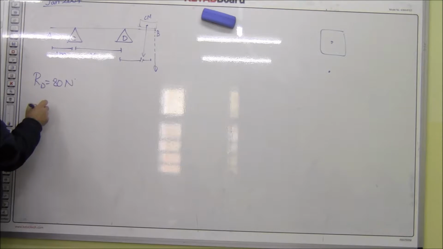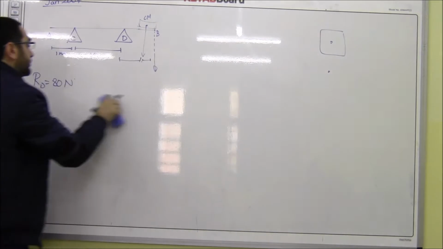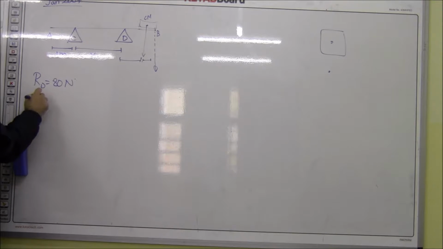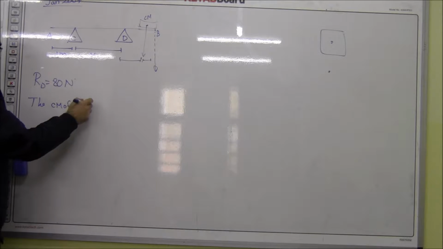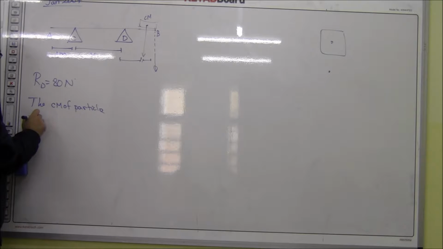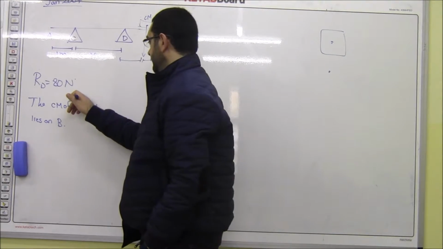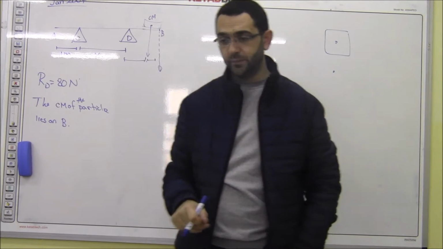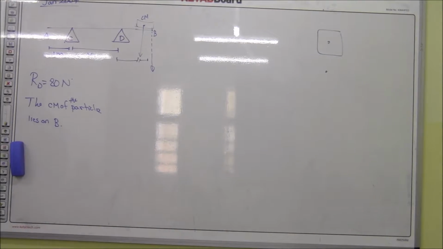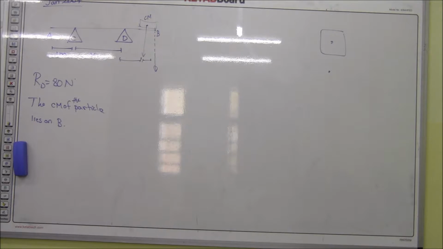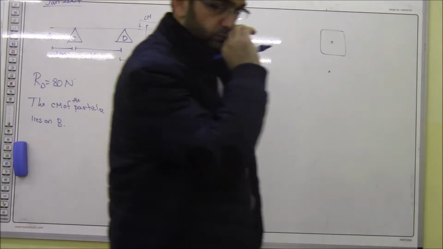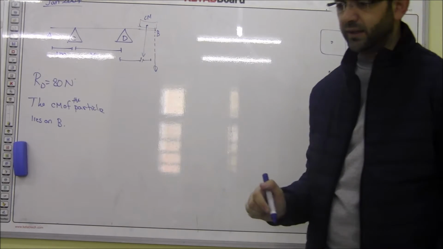It is much better to write: the weight concentrates at B, so the center of mass of the particle lies on B. The center of mass of the particle lies on B. I told you, I have something in the paper that I will do for you, all these explanations I will give you. It is worth 1 mark overall in the exam. Okay.